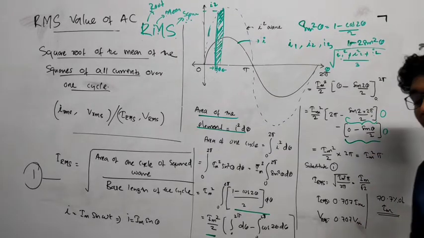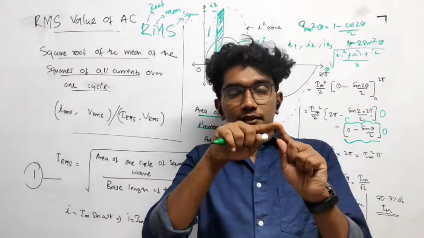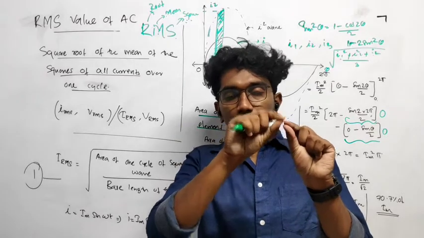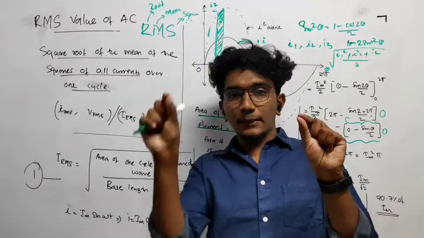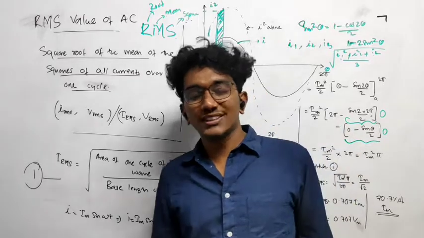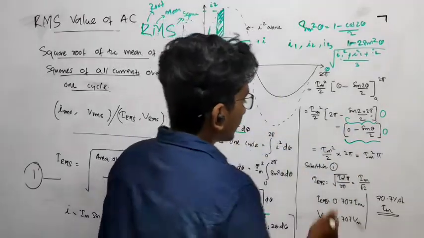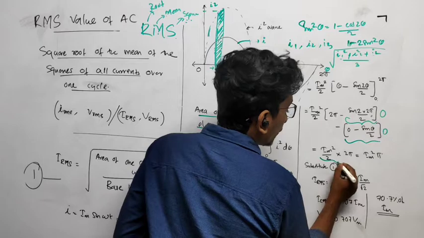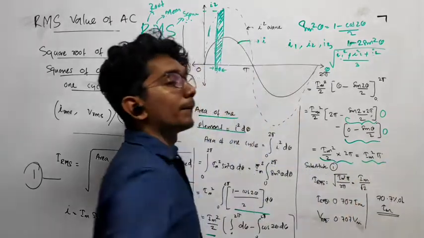Why? Because sin 4 pi is 0. Pi, 2 pi, 3 pi, 4 pi, that is equal to 0. Okay. So then Im square divided by 2 into 2 pi, which is equal to Im square into pi.